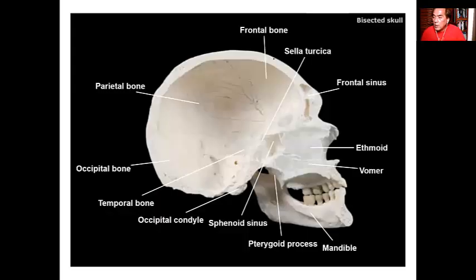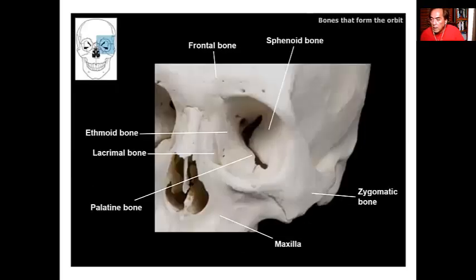So we're looking at the inside of the skull. Just remember the sella turcica on top of the sphenoid. Okay, and this is the orbit. Okay, the back wall of the orbit is the sphenoid.